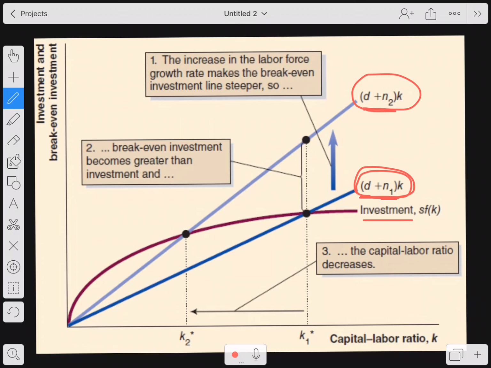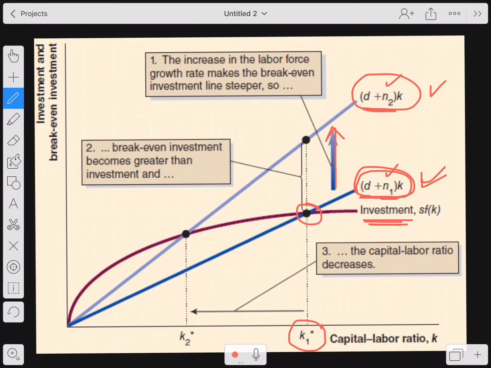So let's take it here. If we look at the first intersection point, which is the intersection between the investment curve and the break-even investment line, we have an intersection at K1 star, which is the amount of capital per labor at the steady state. So what's going to happen if there is an increase in N, or an increase in the labor growth rate? If the labor growth rate increases, then we're going to have a rotation in the break-even investment line from this one to this one. So we have an upward shift because of the increase in N from N1 to N2.